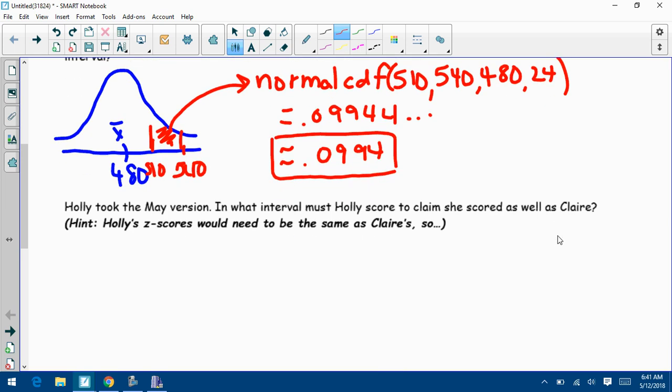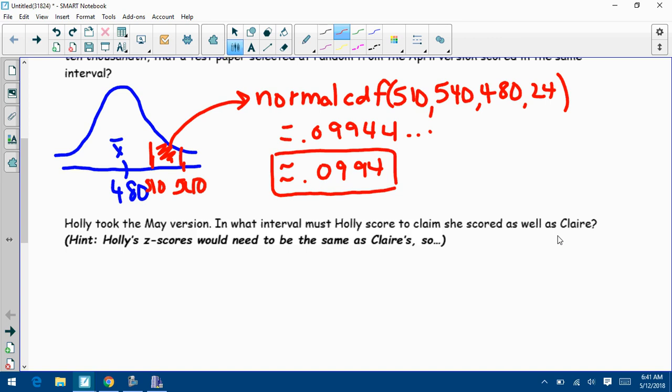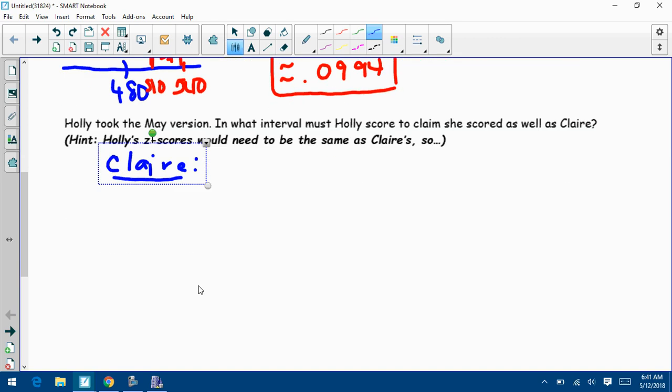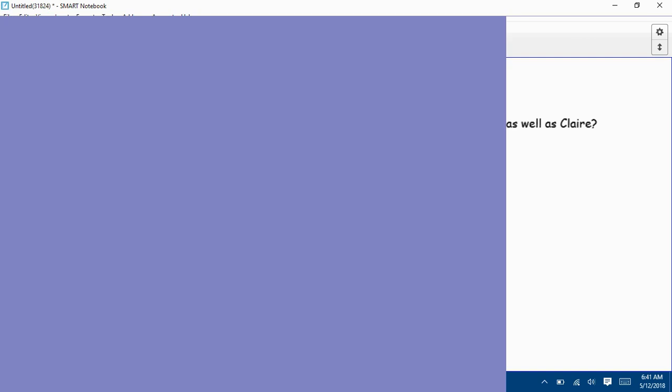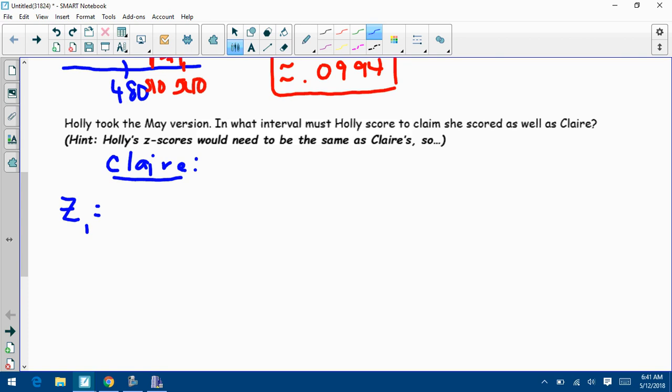But for part 2, or the second question here, it says Holly took the May version. In which interval must Holly score to claim she scored as well as Claire? So the hint there is that we need the same z-scores. So we got to find what each of their z-scores are and make them the same. So first, let's find what Claire's z-scores would have been. Okay, so remember how to find a z-score. It's observed minus the mean over the standard deviation. So Claire's lower value is 510. So 510 minus the mean of 480 divided by the standard deviation, which was 24, I believe.